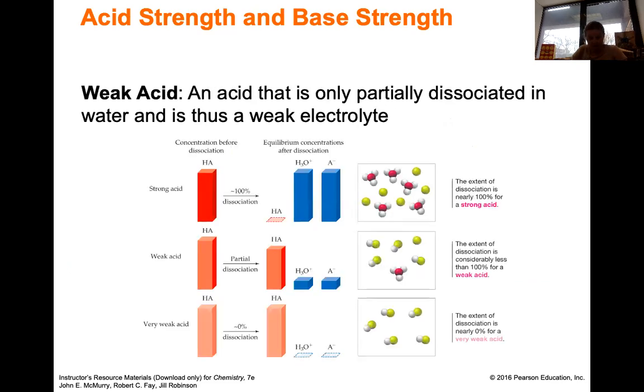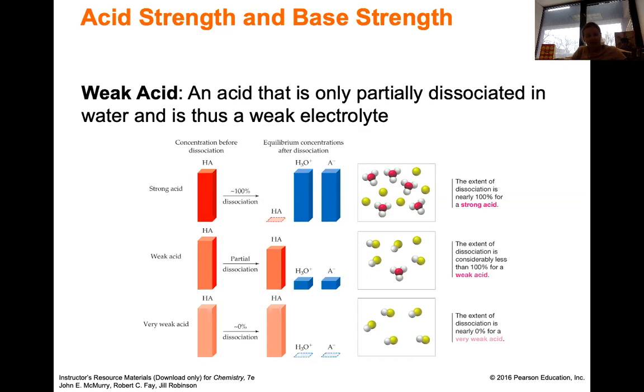So this is just a more visual picture of the strength of acids. So an acid that's only partially dissociated in water is only a weak electrolyte, because we know when it dissociates in water, it makes charged particles. You may remember from Chem 107, an electrolyte is anything that has charged particles because they can carry electricity. So the first in this schematic is what you would think of as a strong acid. So if HA is a strong acid, you put it in water, all the HA goes away, and you create H3O plus and A minus.